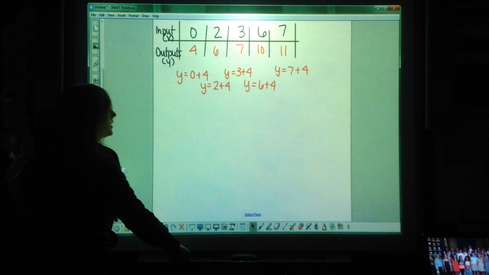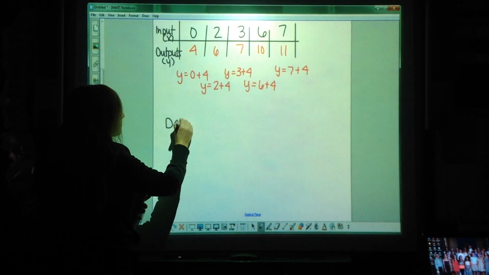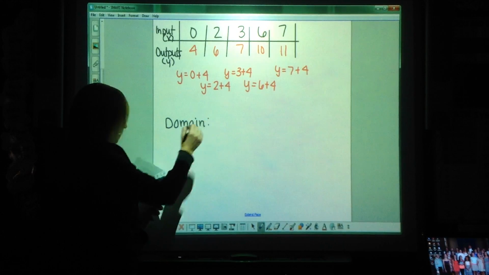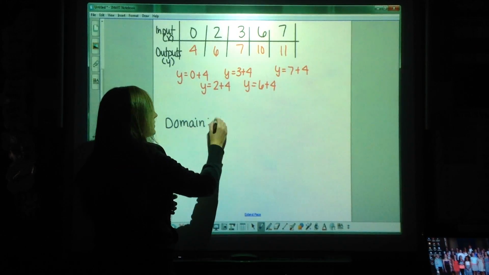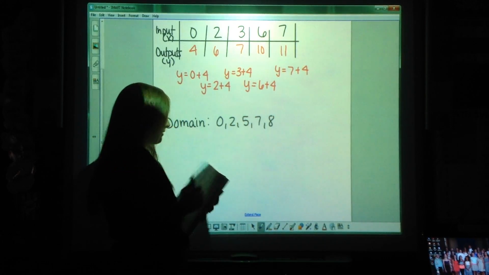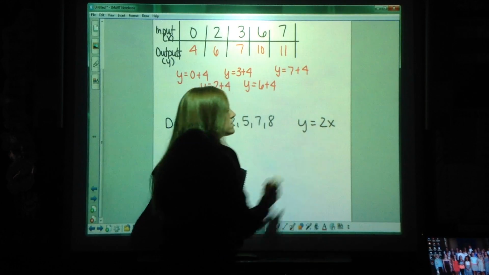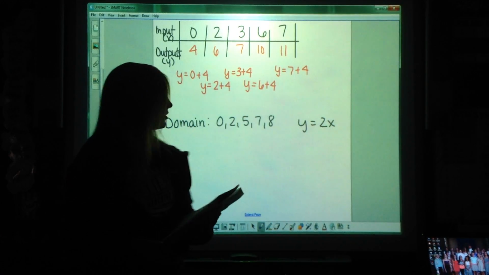I want you to try one. This domain is 0, 2, 5, 7, 8. And your function, your rule is y equals 2x. Make a table to organize your thoughts to find your range.